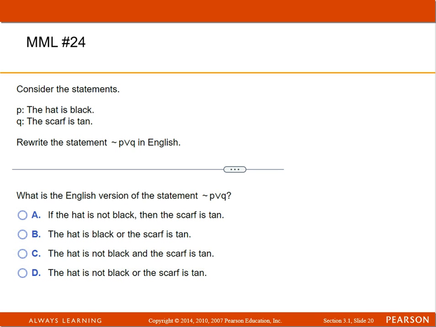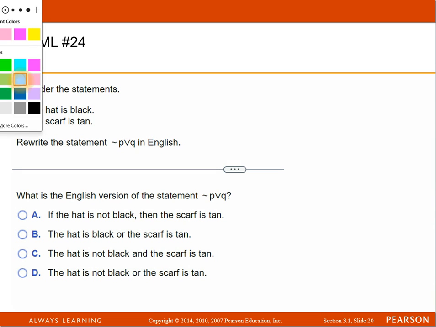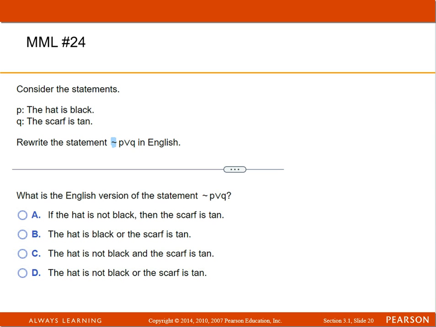On this problem, they actually give you the statement in symbolic form, and they want you to pick out the correct choice. So we are going to rewrite the statement: the negation of P, and then that is the symbol of OR, and then Q. So remember, when you have a negation, you're saying that something is not what it is. And P here is the hat is black. So we're looking for the hat is not black.